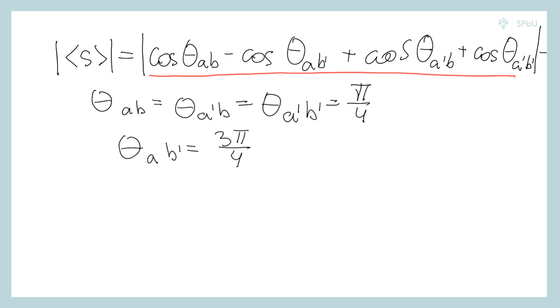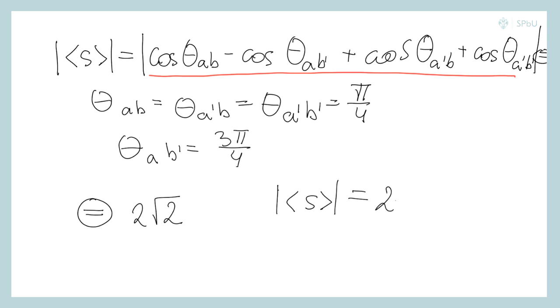And this will be equal to 2 square roots of 2. And what have we got now? Actually, we have the magnitude of averaged S equals 2 square root of 2. And so the Tsirelson bound was reached. It means that the Bell inequalities are violated.